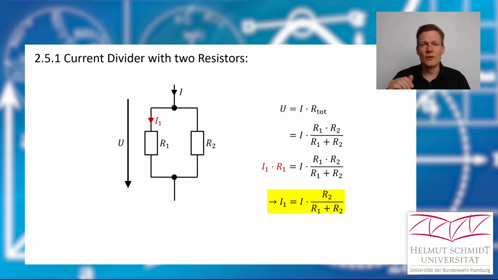It nearly looks like the voltage divider rule for two resistors, but be careful here. There is in the numerator of the fraction the resistor we are not interested in the current flow through. So keep that in mind: in this equation, when you're interested in the current through R1, you have to put R2 in your numerator.